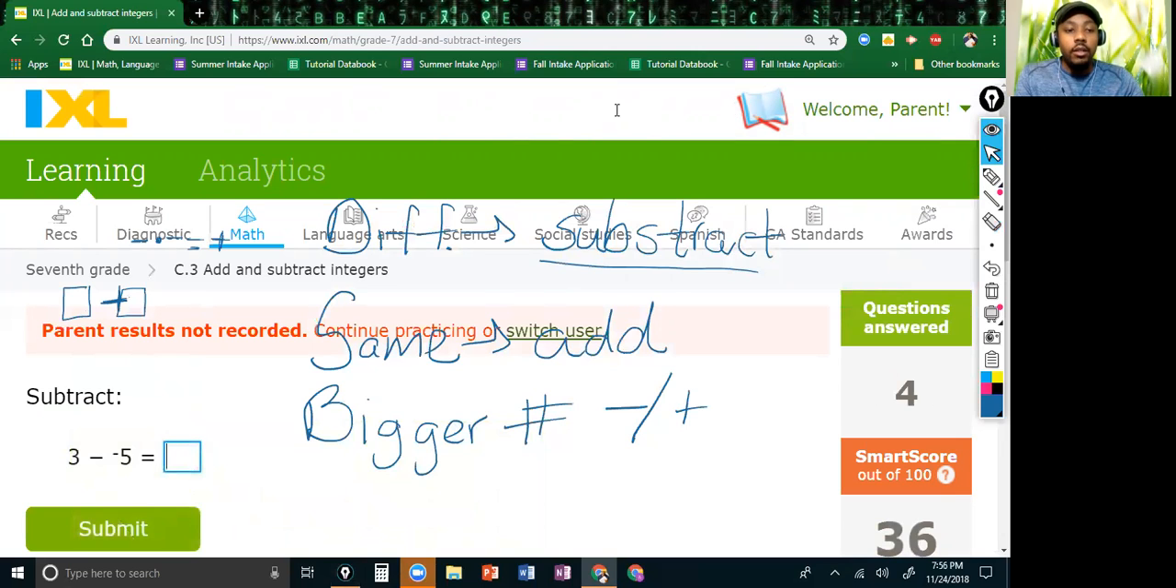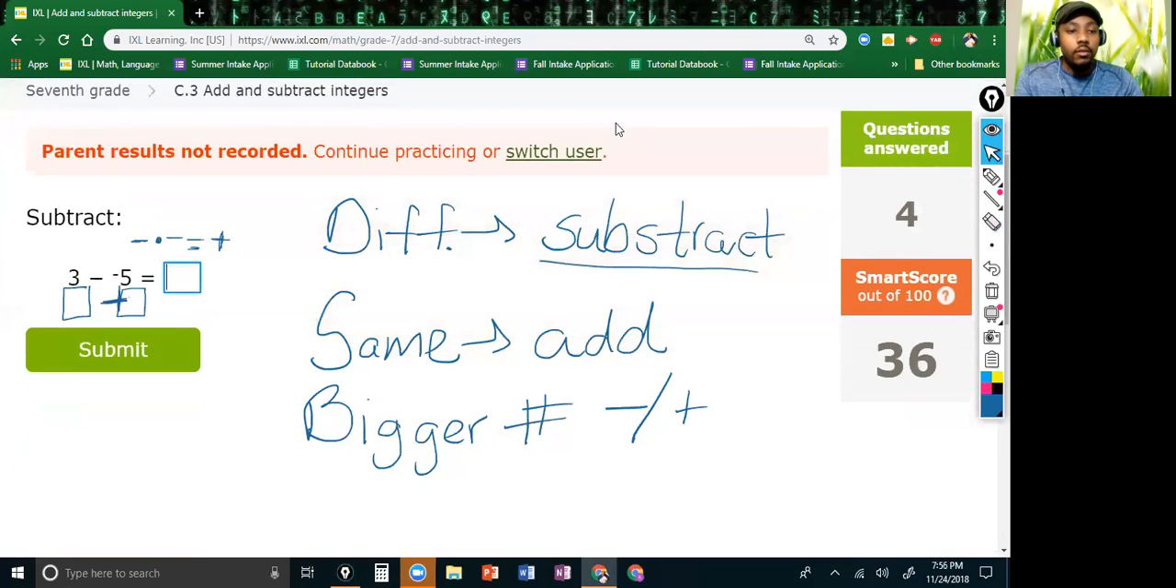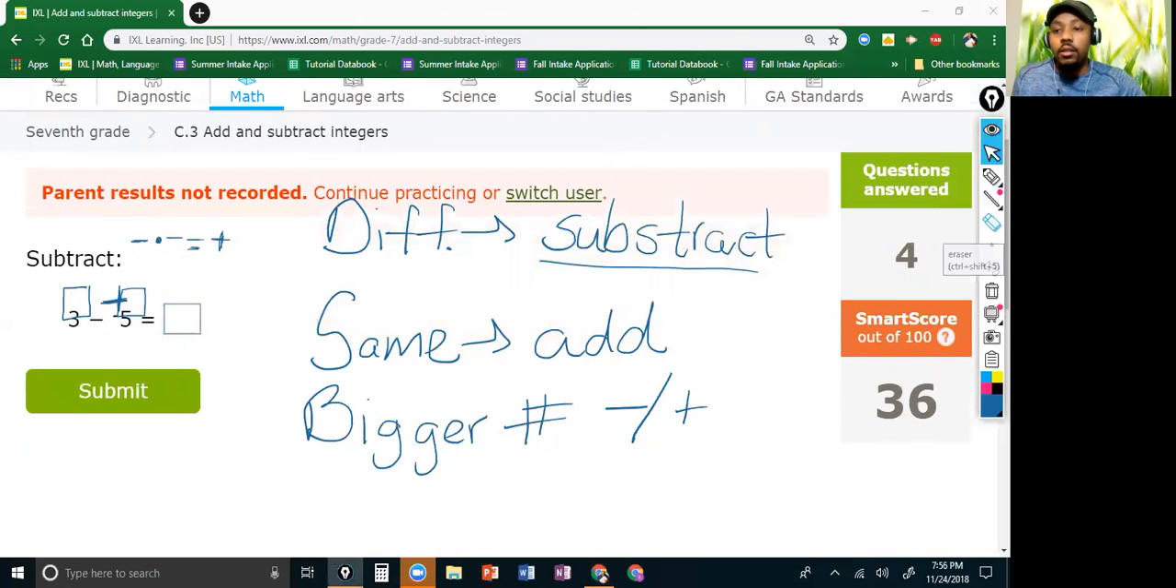All right, let's fix the screen again. Let's erase.